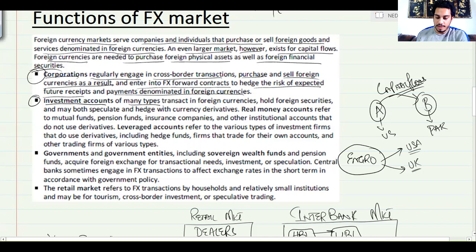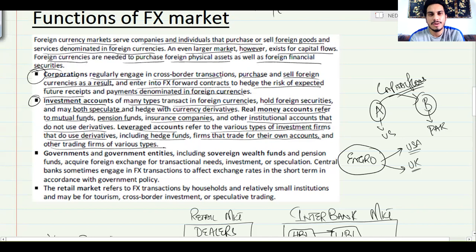Investment accounts of many types transact in foreign currencies, hold foreign securities, and may both speculate and hedge with currency derivatives. Real money accounts refer to mutual funds, pension funds, insurance companies, and other institutional accounts that do not use derivatives. Leverage accounts refers to those various types of accounts of investment firms that do use derivatives, including hedge fund firms that trade for their own accounts and other trading firms of various types.